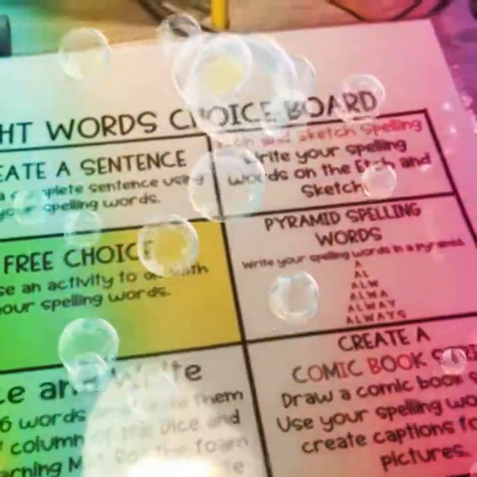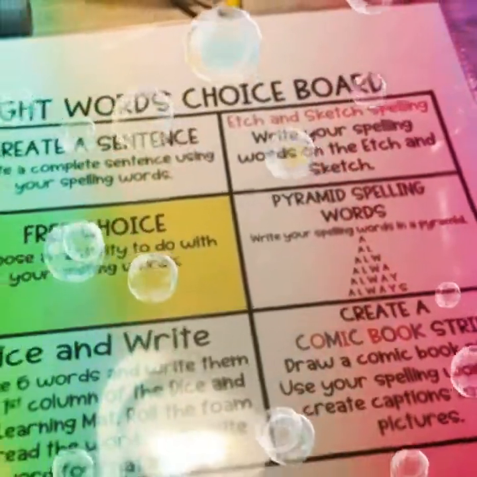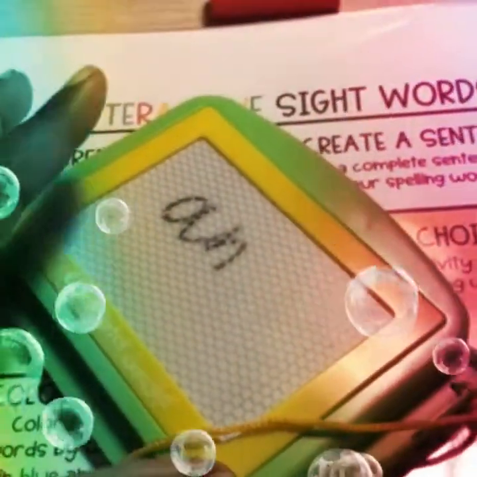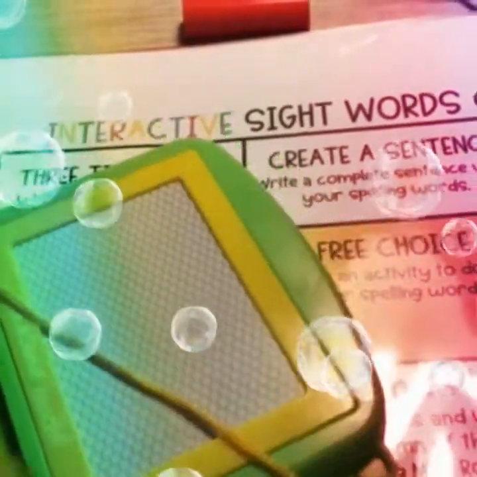And so the next activity on the back is called etch and sketch spelling. So it's using these mini etch and sketches that are included, and you write the words on the etch and sketch. Kids like to write on this, so you just write your words on the etch and sketch and you can erase it.